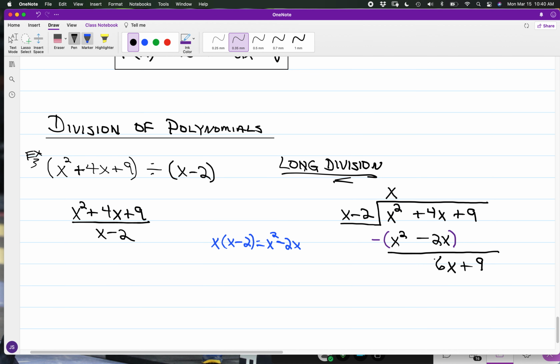Alright, so at this stage, from the dividend cancellation, I have 6x is now the leading term, and now x will go into 6x 6 times. So it'll be positive 6 times. And just for distributing, so you have 6 over x minus 2. So this will be 6x minus 12. And this is what's going to be situated beneath 6x plus 9. So we have 6 over x minus 2. So we have 6x minus 12.